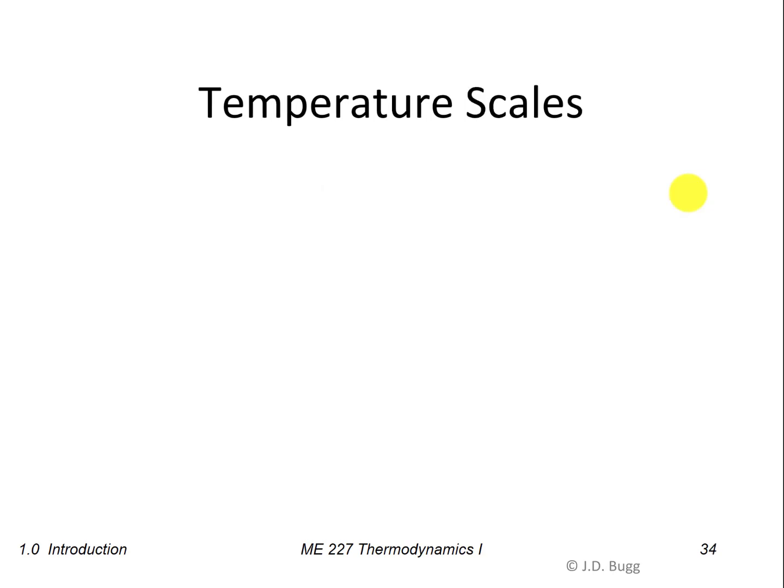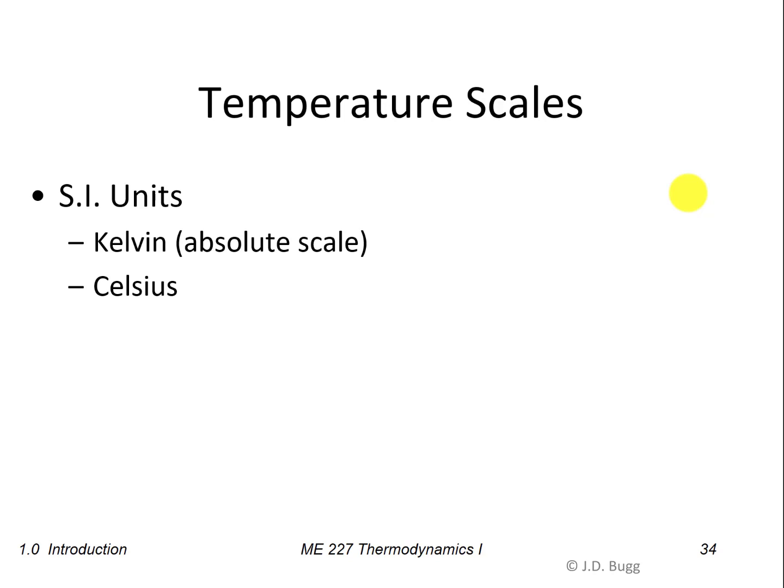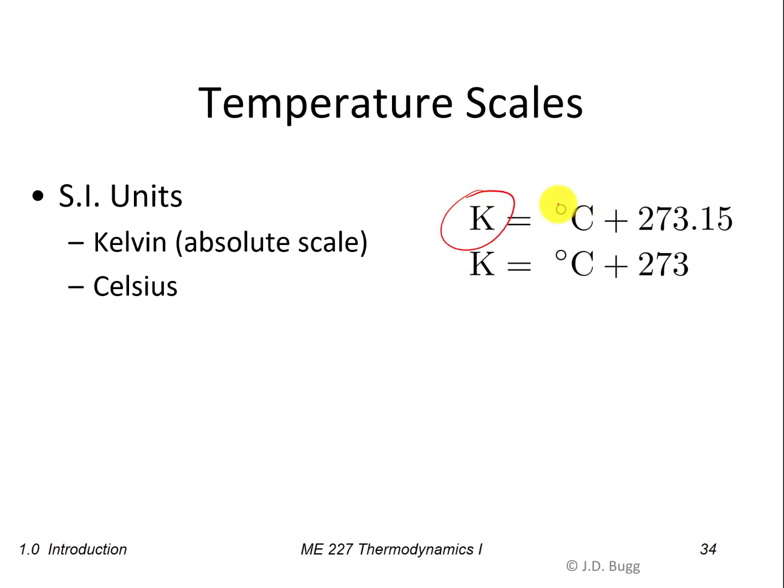So, temperature scales. We talked about units already, but I just want to revisit this because there's a couple of other temperature scales that we haven't talked about. In SI units, there's degrees Kelvin, which of course is an absolute temperature scale, but a more common temperature scale is degrees Celsius. And the conversion between the two, if we want to be very, very accurate, then degrees Kelvin is degrees C plus 273.15. But for our purposes and most engineering calculations, we just simply add 273. So degrees Kelvin is degrees C plus 273.